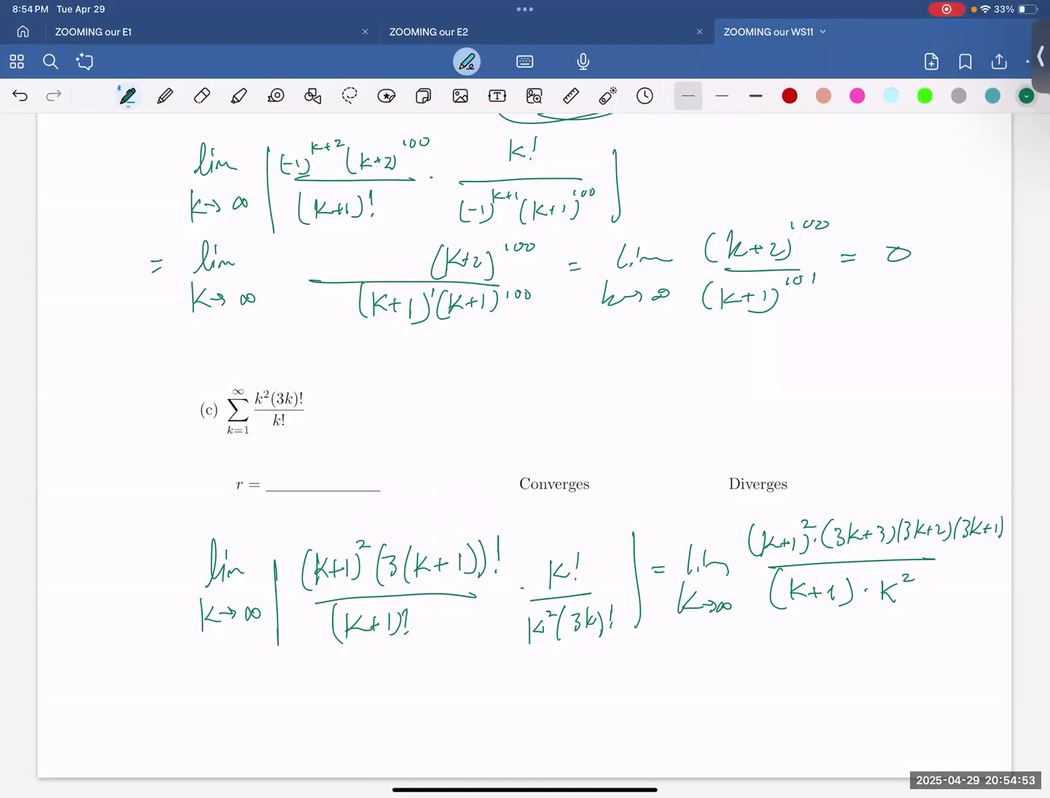All right. The degree in the numerator has got to be bigger. Degree in the denominator is 3. When you FOIL, here we have k squared, and then 1, 2, 3. That's going to be k to the 5. So the degree in the numerator is bigger, and we get infinite. Diverges. Degree of the numerator is 5, degree of the denominator is 2. Degree of the numerator bigger than the degree of the denominator gives us infinite.